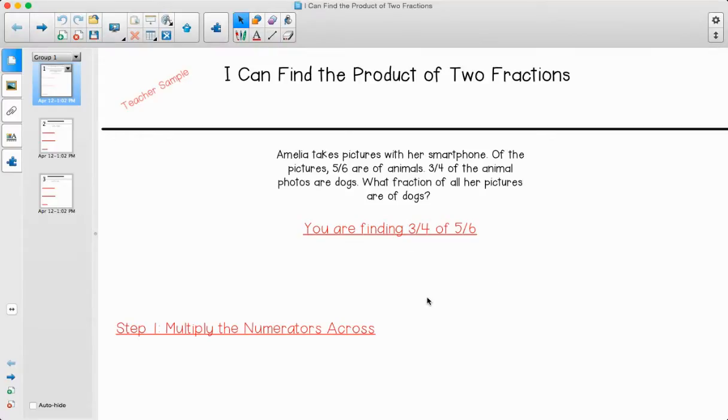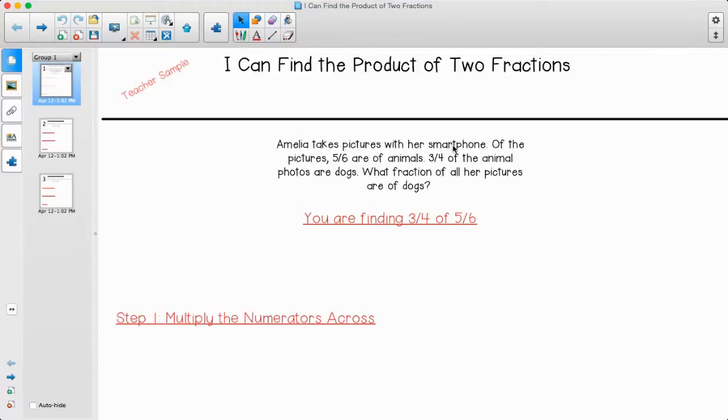Alrighty, your I can statement for today is I can find the product of two fractions. And remember that when we talk about product, we're talking about multiplication because product means the solution to a multiplication problem. So really this I can statement means I can multiply two fractions together. And you should already have a pretty good idea of how to do this because you've theoretically already been doing it, and I'll show you how.